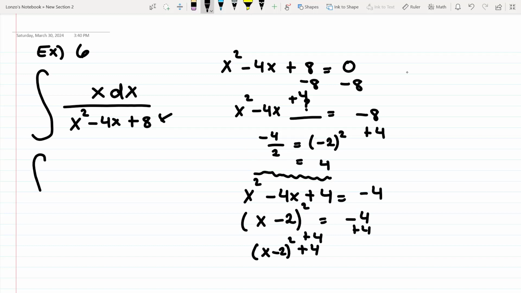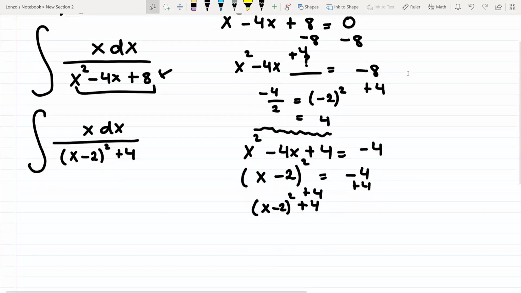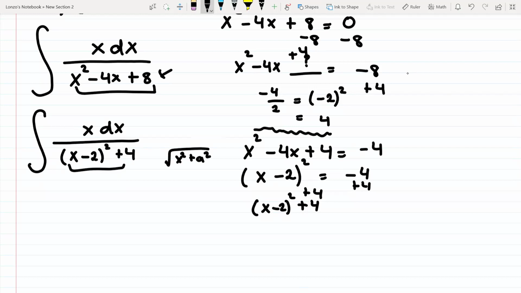So you're going to rewrite the bottom as parentheses x minus 2 squared plus 4. Now that we did that, we have to use the appropriate trig substitution. This whole thing is very similar to x squared plus a squared, so we're going to use the substitution x equals a times tan theta.